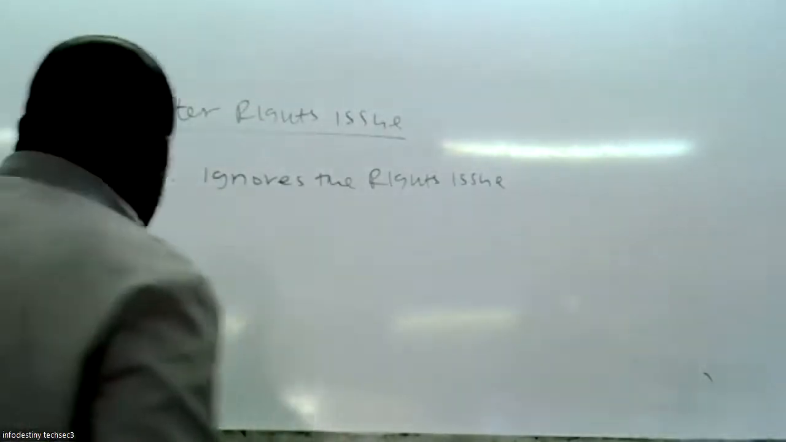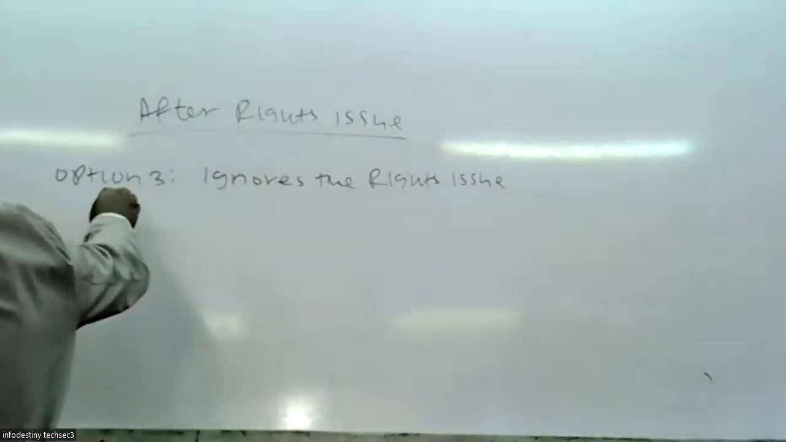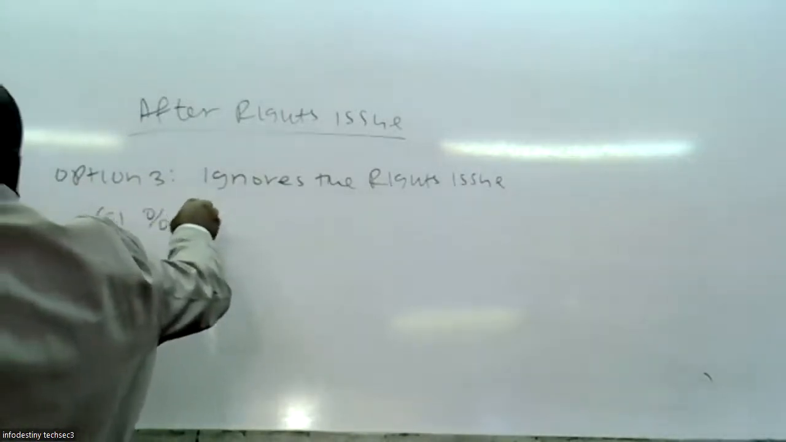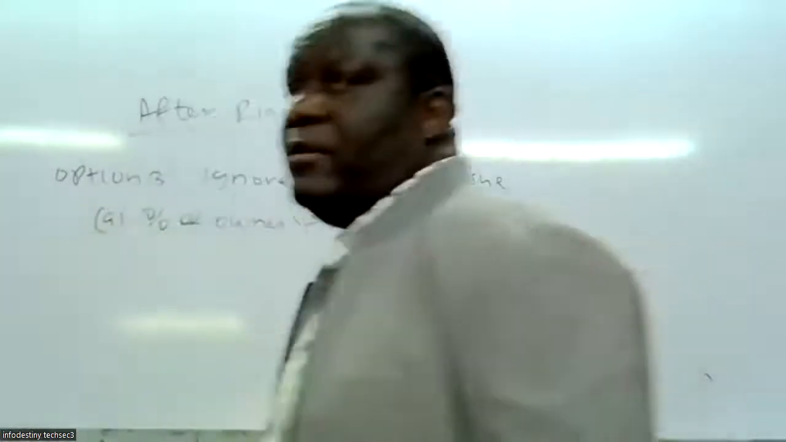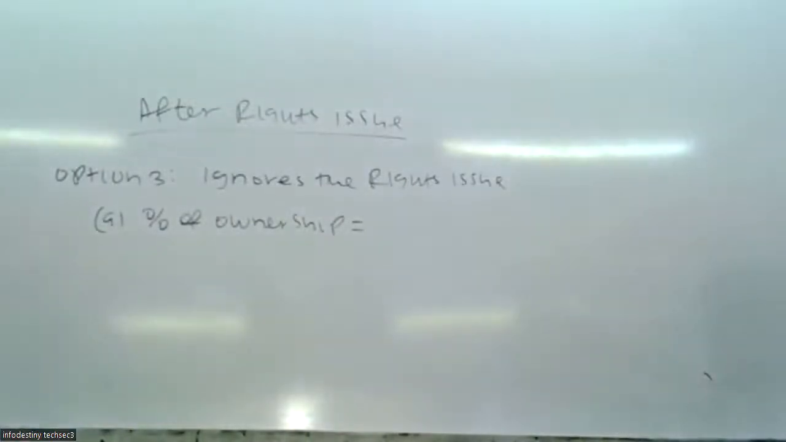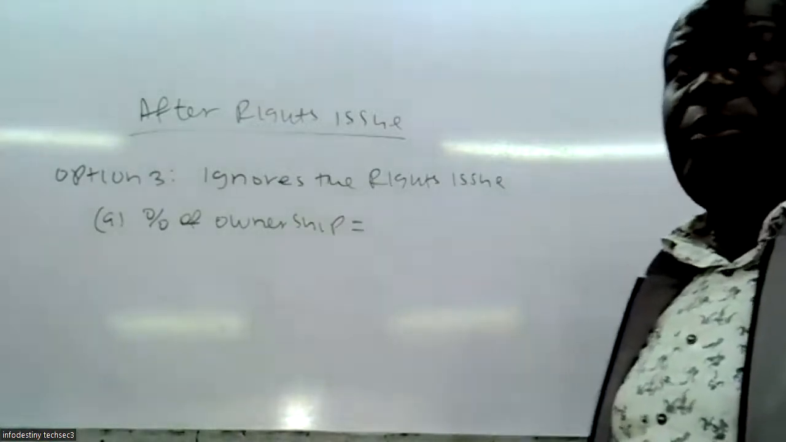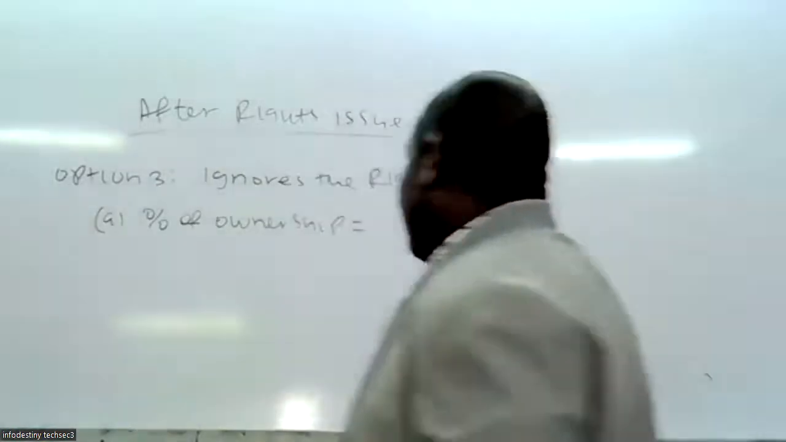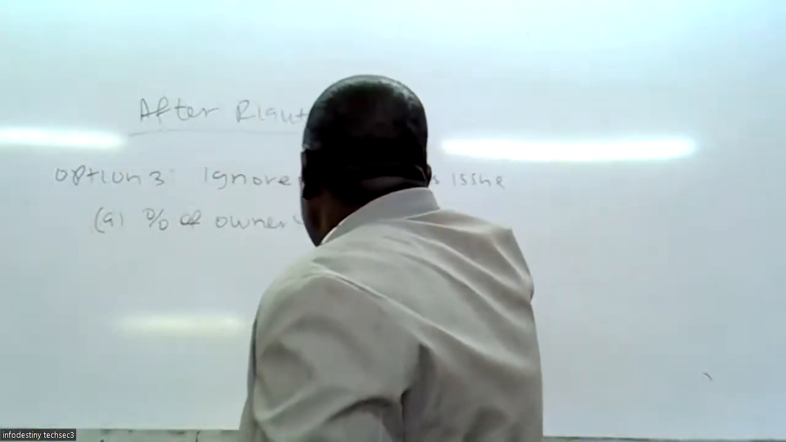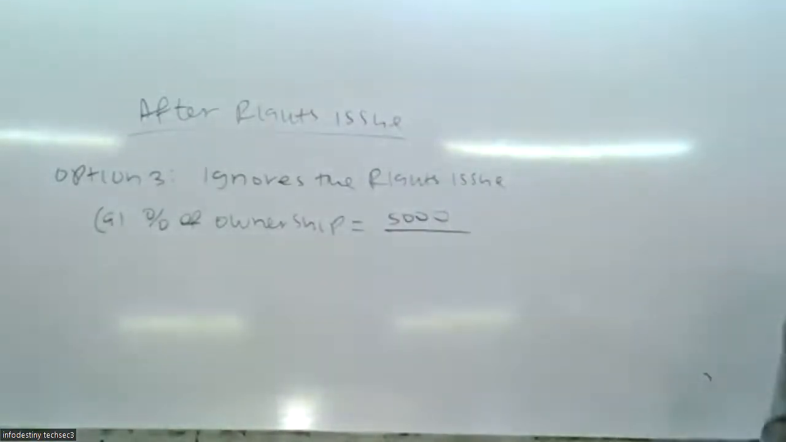So when we ignore the right issue, we shall still start with the percentage of ownership. When it comes to the percentage of ownership, he did not participate in the right issue. So he will still be left with how many shares? 5,000 shares. Because he did not participate in the right issue.